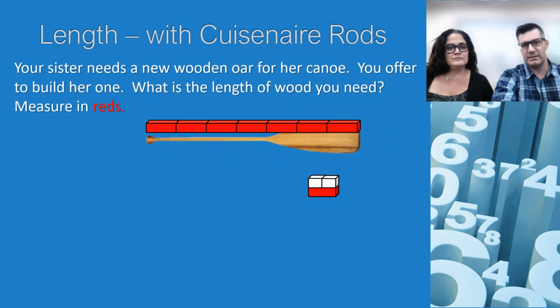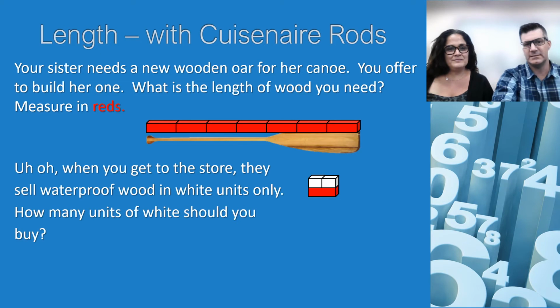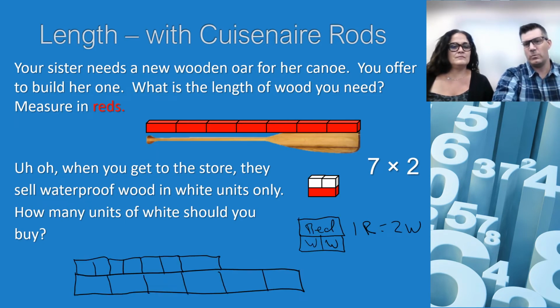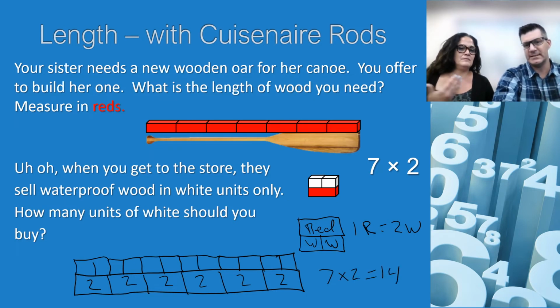I'm sure you get the gist of what this task is having kids do. Here we're measuring in reds. Instead, we see they're only in white units. So again, I have 7 reds. I would have 2 whites in each of those, so 7 groups of 2. But now maybe I don't need that concrete anymore. Once you're telling me that for every 1 red, there's 2 whites, I could draw a bar model. I can have a representation.